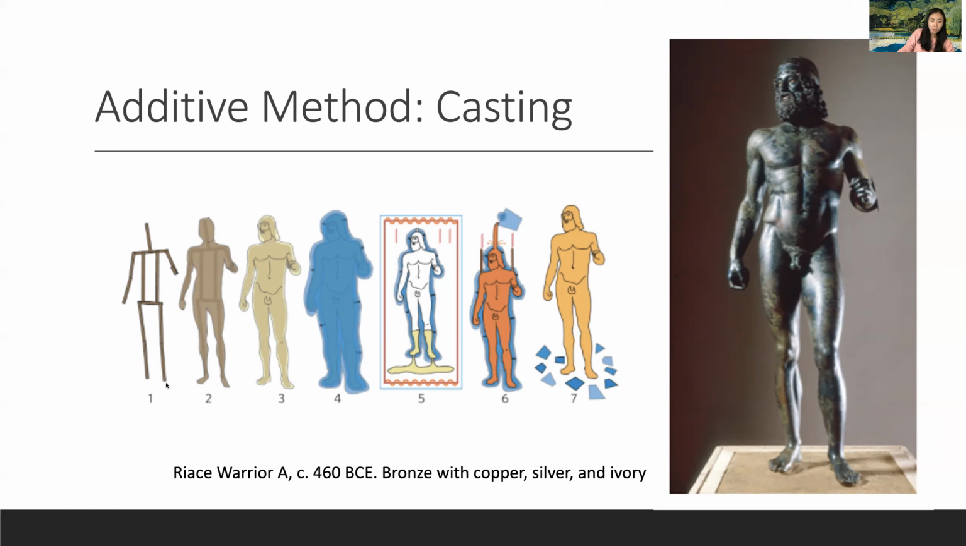So the first three steps in casting is to make a model of the final sculpture. So look at the number 3. So this is the final look the artist wanted to show. So this is used to make a mold.